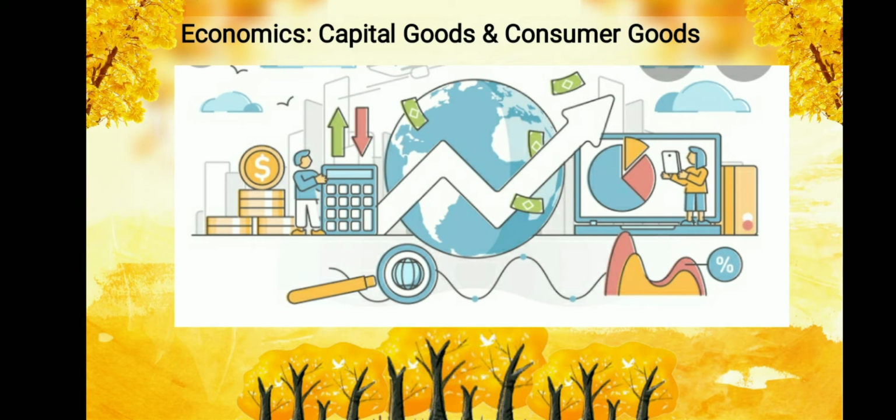Next, we have capital goods and consumer goods. Capital goods are reused to make other goods. Consumer goods are finally products that are purchased directly by the consumer.